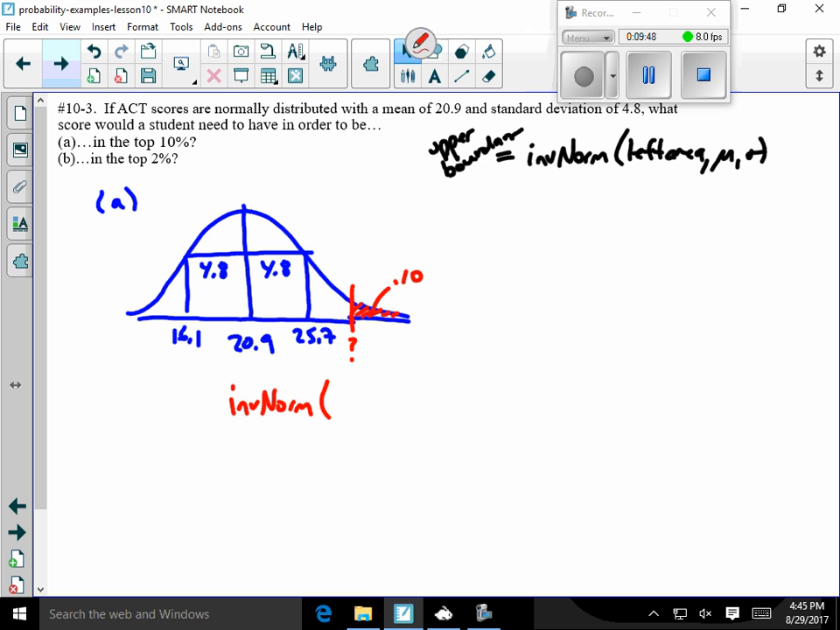Okay, I need to have an area to the left of that boundary. So here's the boundary I'm looking for. The area to the left of that would be this green area, right? So hopefully you can see that if 10% of the area is to the right of the curve, then 90% of the area would be to the left of the curve. So I'm going to put 0.90 in for the area to the left of this boundary.